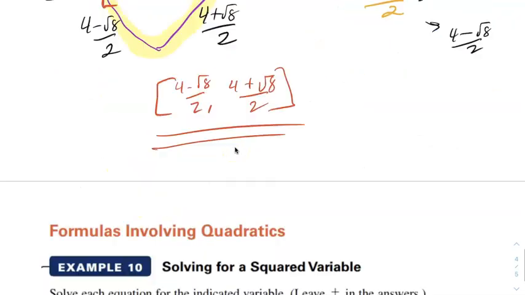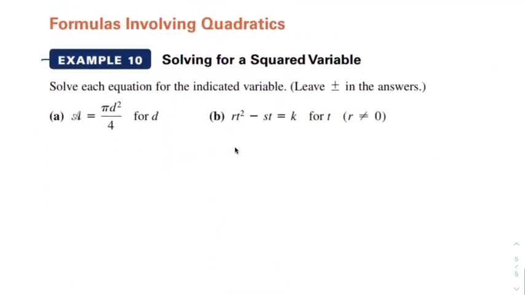Okay, almost done. Last thing. Let's talk about solve for. So we're going to solve for equation formulas again, but this time we're going to have squares in them. The main difference from when we did it in chapter 1 is to leave plus or minus in your answers. So you're going to take a square root at some point. Don't forget the plus or minus.